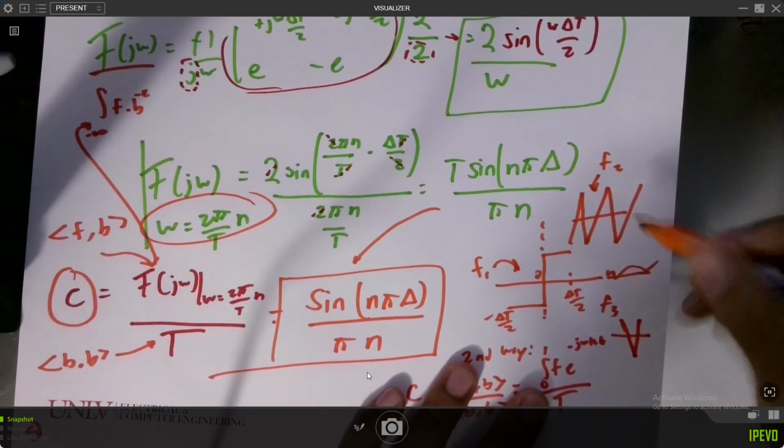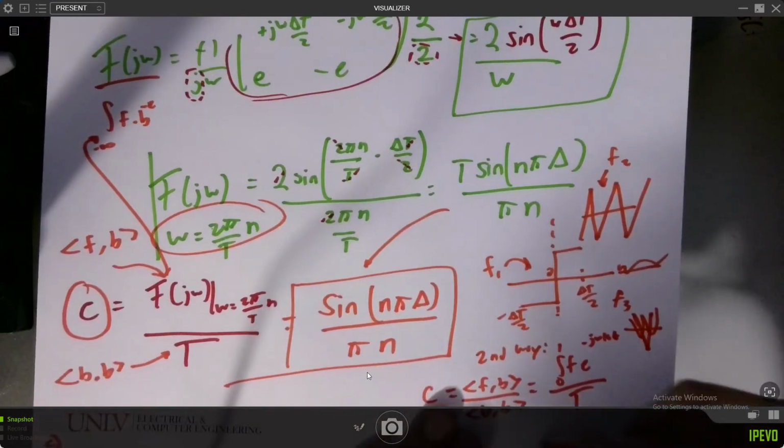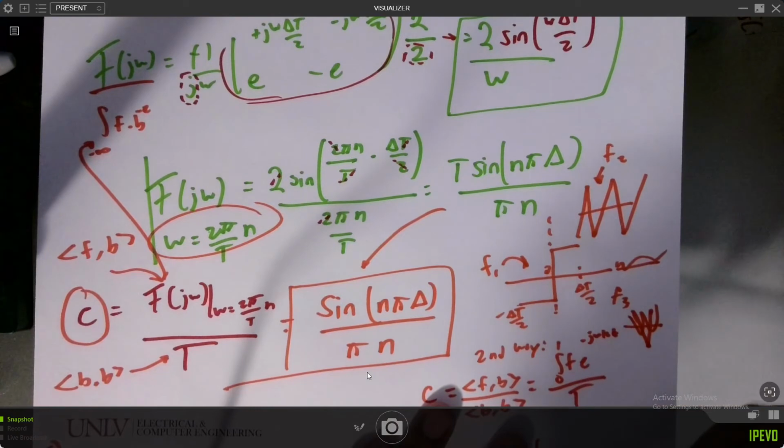Or actually, maybe it's not even a saw. It might be a triangle wave. It might be a triangle. F of 3, which is a triangle, where it looks like that.